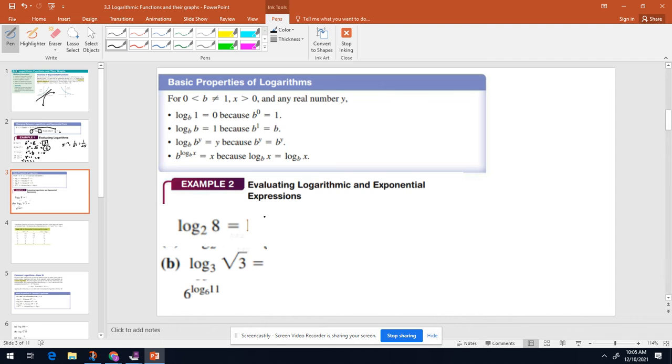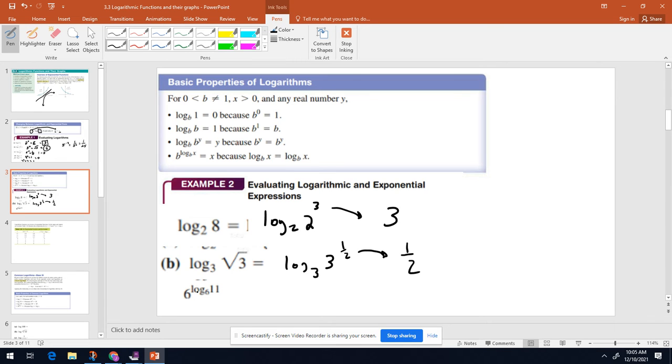But if I rewrote this as log base 2 of 2 to the 3rd power, right? Isn't 8 the same thing as 2 to the 3rd power? I could use this property right here when my base of the log and my base of the exponent are the same and just say, oh yeah, the answer to that is 3. Okay, same exact thing here. This could be written as log base 3 of 3 to the 1/2. When these two are the same, it just equals whatever the exponent is.